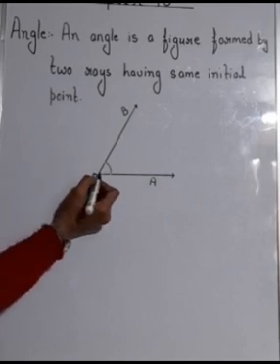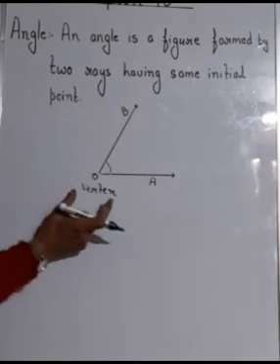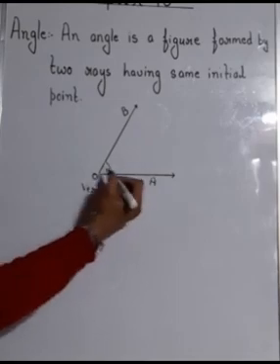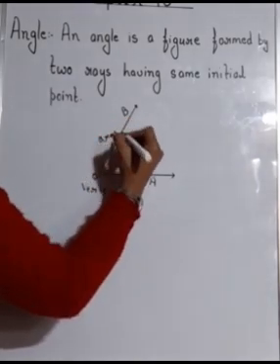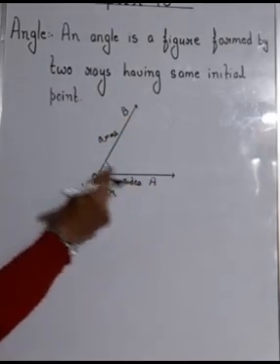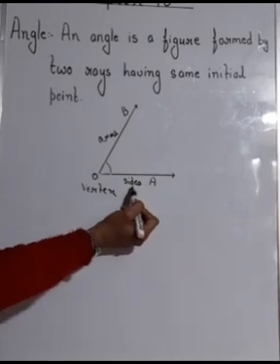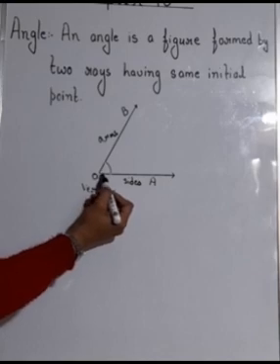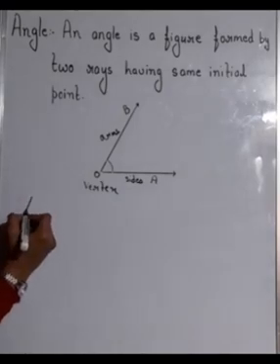Now this point O is said to be the vertex of an angle. Clear? This point O is said to be the vertex, from where both the rays are starting, the initial point. Now the rays OA and OB are said to be arms or sides of an angle. You can say them arms, sides, or legs also, but in geometry we used to say them sides. So in this figure we have a vertex O and two sides, that is OA and OB. Clear?